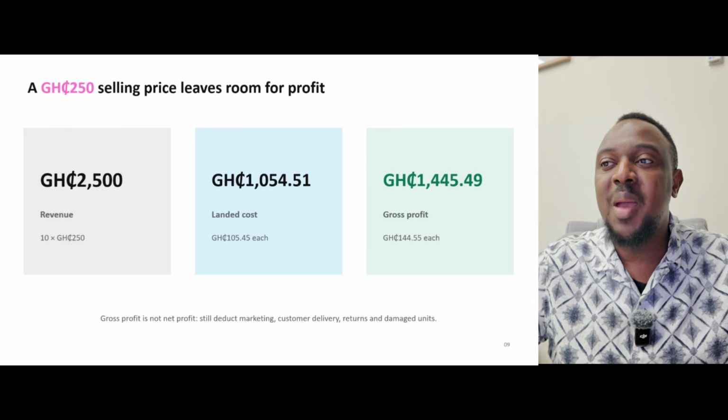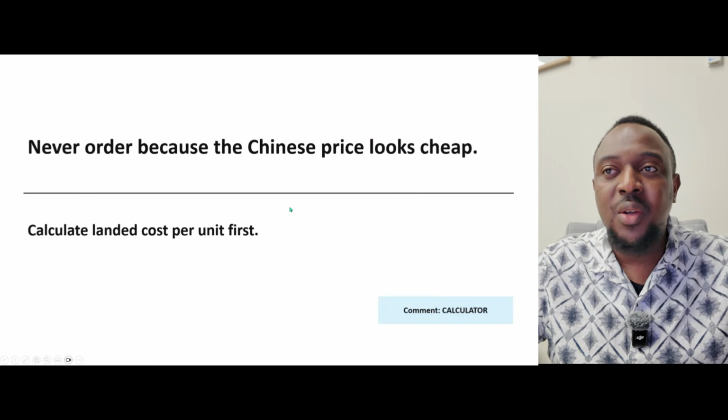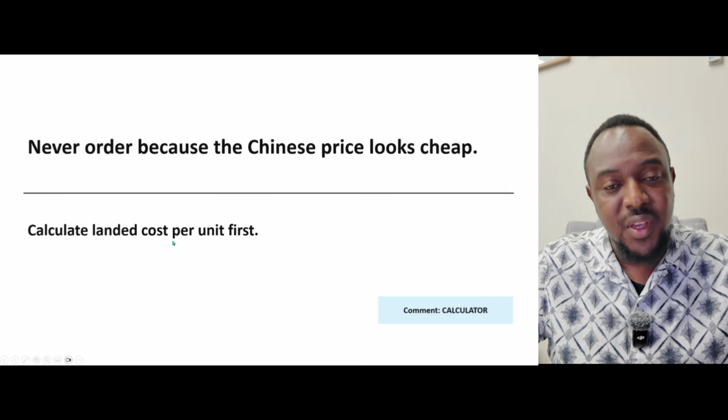I hope that this illustration is useful. And again, never order because the Chinese price looks cheap. Calculate the landed cost per unit first.